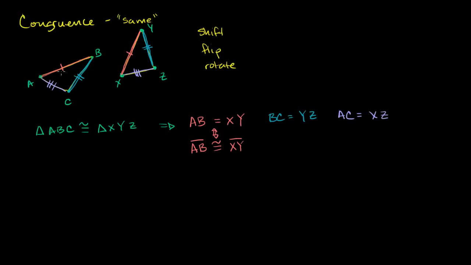Not only do we know that all of the corresponding sides are going to have the same length, if someone tells us that a triangle is congruent, we also know that all the corresponding angles are going to have the same measure.